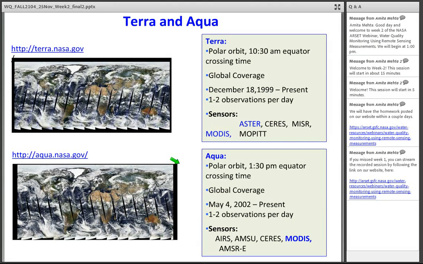Both these satellites carry a number of sensors, but both have MODIS on them, and that provides multiple observations throughout the day: 10:30 a.m., 10:30 p.m., as well as 1:30 a.m. and p.m. can be obtained from these two satellites. They both have global coverage, and as we said, they are polar orbiting satellites.